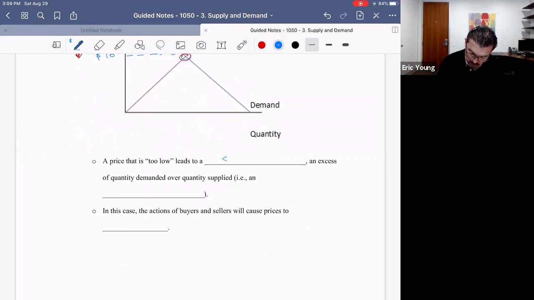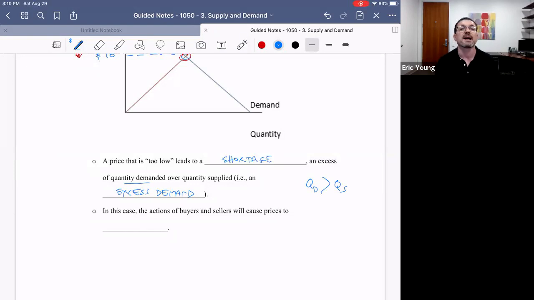This is a case called shortage. A shortage occurs when the price is, shall we say, too low relative to equilibrium. And when you have a shortage, you effectively have an excess of quantity demanded over quantity supplied. In other words, you have an excess demand. Now put yourself in the position of a seller. You're selling items. You don't really know what the market price should be, so you just set a price, kind of an arbitrary price.